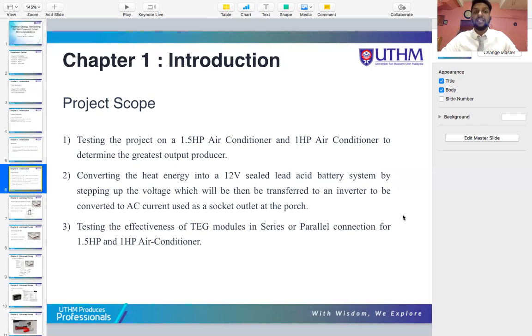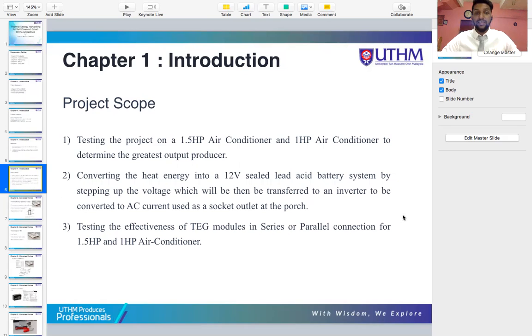Second is converting the heat energy into a 12-volt sealed lead acid battery system by stepping up the voltage, which will then be transferred to an inverter to be converted to AC current, such as a socket outlet at the port, what I have explained just now. By transferring the TEG's output into a battery, I need to step up because the TEG's output is not sufficient to charge my 12-volt battery. To charge my 12-volt battery, I need a minimum of 13 volts. That's why the voltage needs to be stepped up. That's what I explained just now.